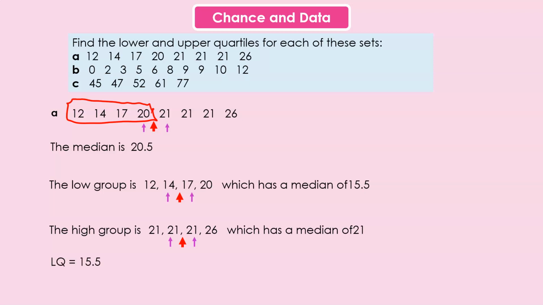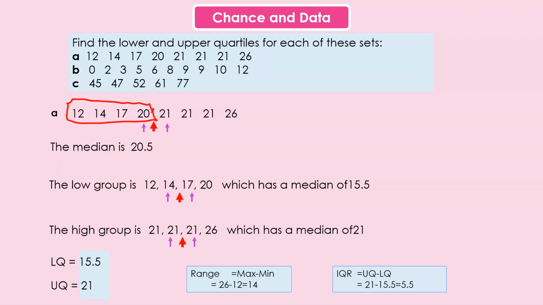So what that means is we've ended up with a lower quartile of 15.5, an upper quartile of 21. So it means the interquartile range is going to be 21 take away 15.5, which gives us an interquartile range of 5.5.